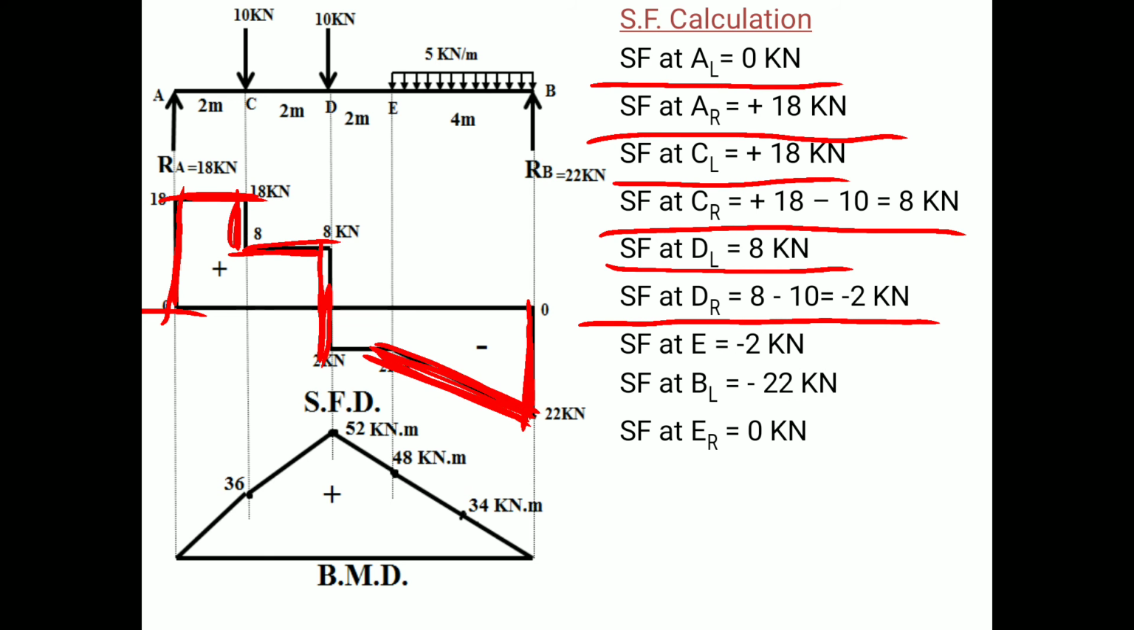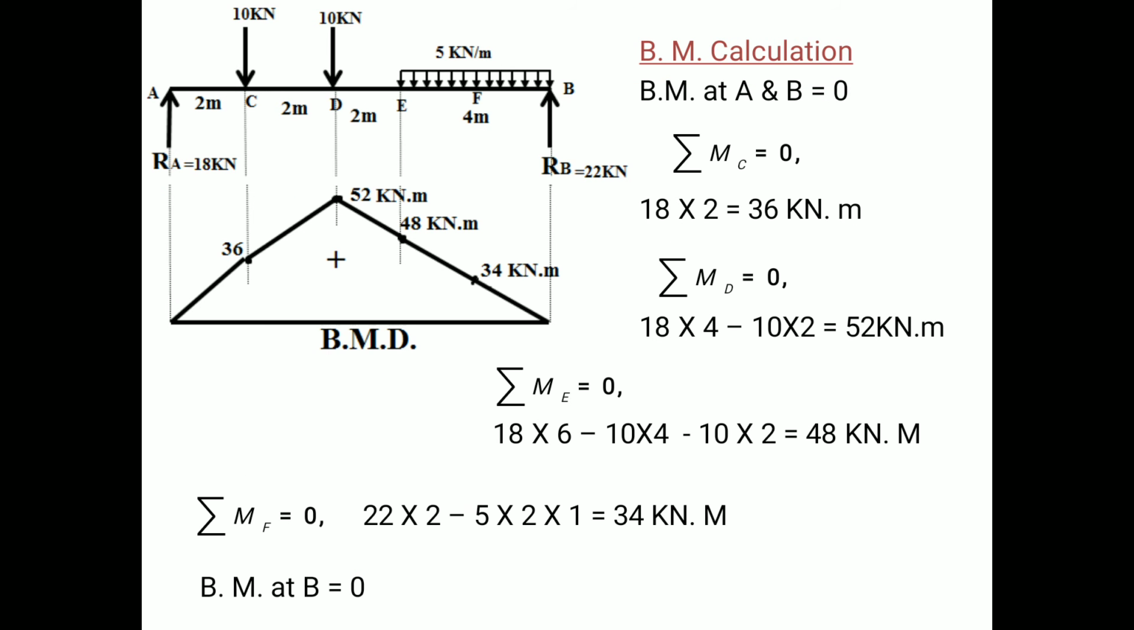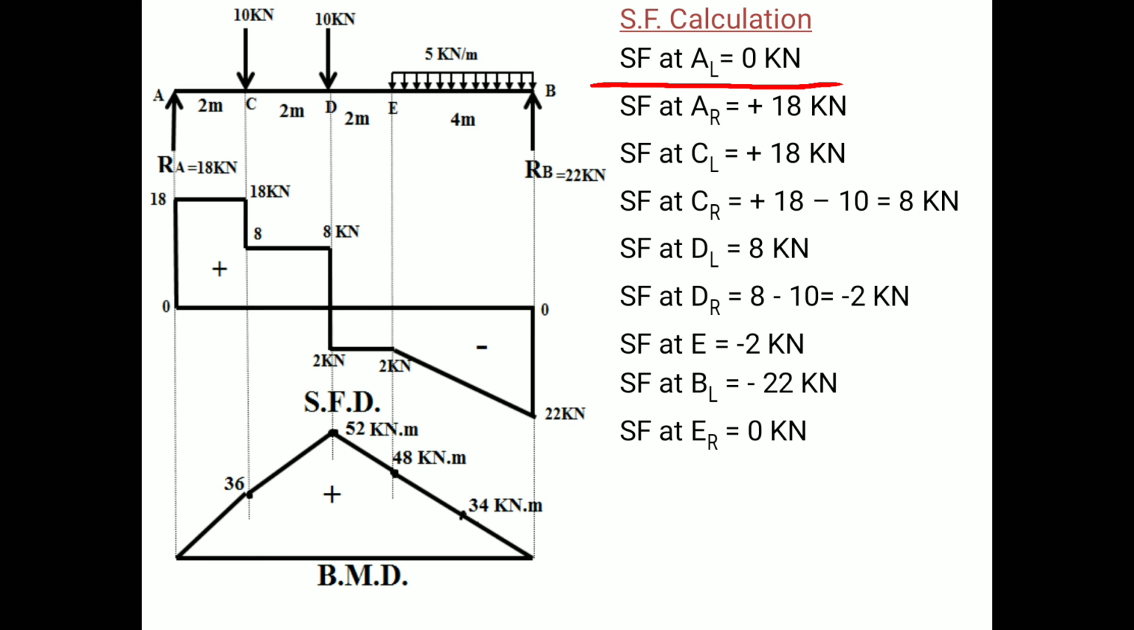So in this manner we can draw a shear force diagram. Now our next step is the moment distribution diagram. So first of all we are going to calculate the value of moment. Remember that bending moment at the end always remains 0, therefore bending moment at A and B is equal to 0. So we have to calculate the bending moment at point C, at point D, at point E where the UDL starts, and at point F also, because at this point a point load is acting.